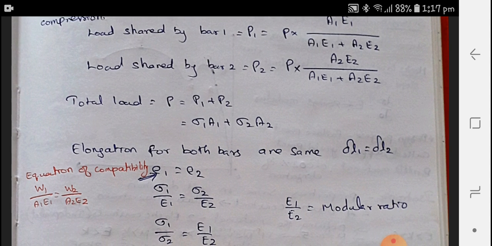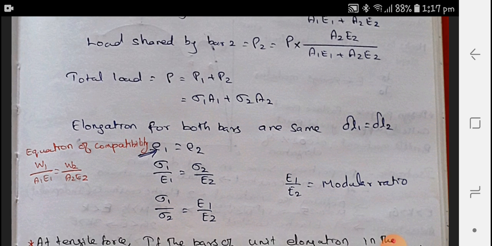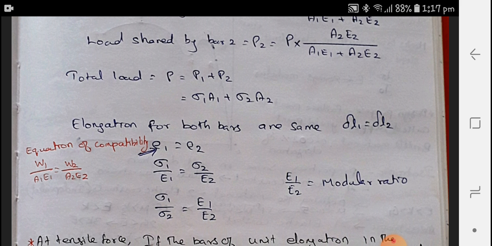Here you should know the condition that in the composite bar, elongation of both bars is the same. That is, strain in the first material is equal to strain in the second material. This equation is called the equation of compatibility. That you have to know. The equation of compatibility is strain in material 1 is equal to strain in material 2. It comes in the composite section. That means load by area into elongation, area into Young's modulus.